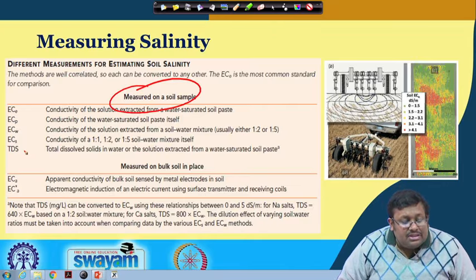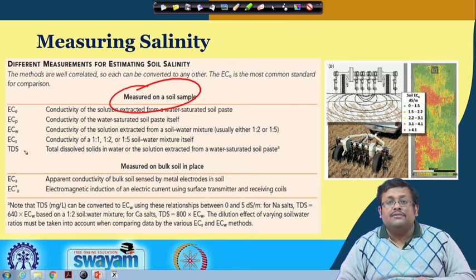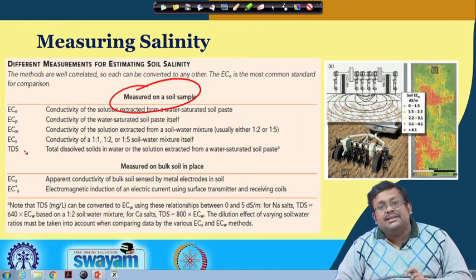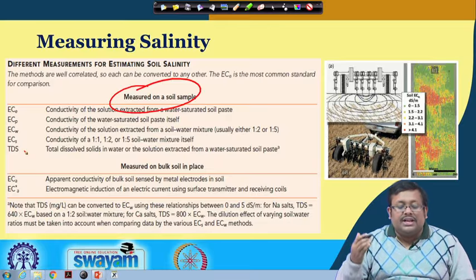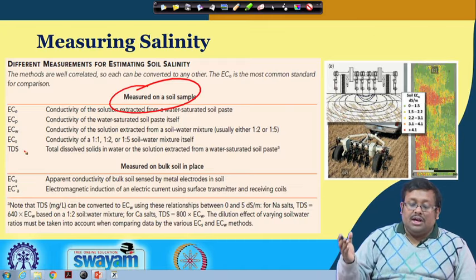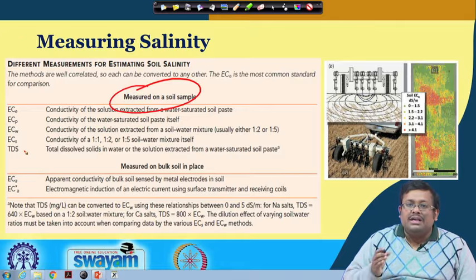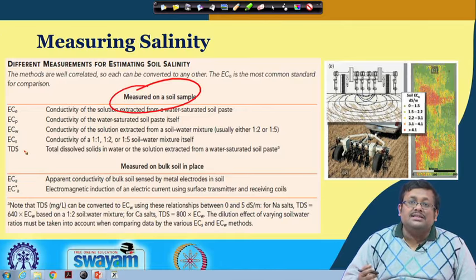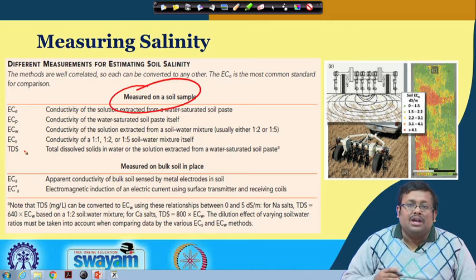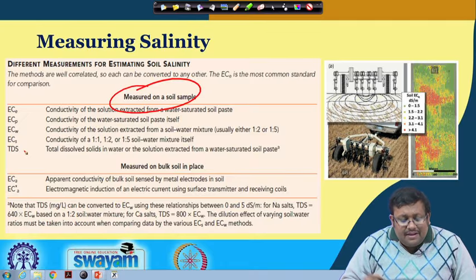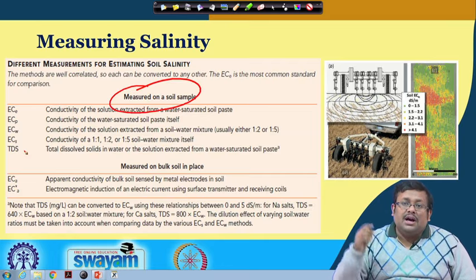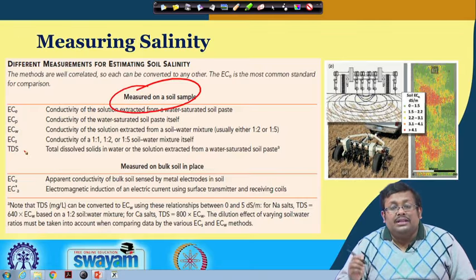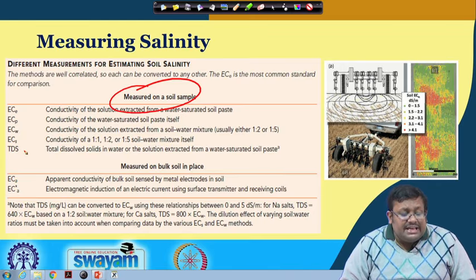The second is ECp, which is the conductivity of the water saturated soil paste itself. So, if we measure the conductivity of the soil paste itself, we call it ECp. Third one is ECw, that is conductivity of the solution extracted from a soil water mixture, usually either 1:2 or 1:5. It is one of the most common practices adopted in laboratory measurement of soil salinity. Generally, we make a 1:2 soil water suspension and then we dip the electrode to get the electrical conductivity.